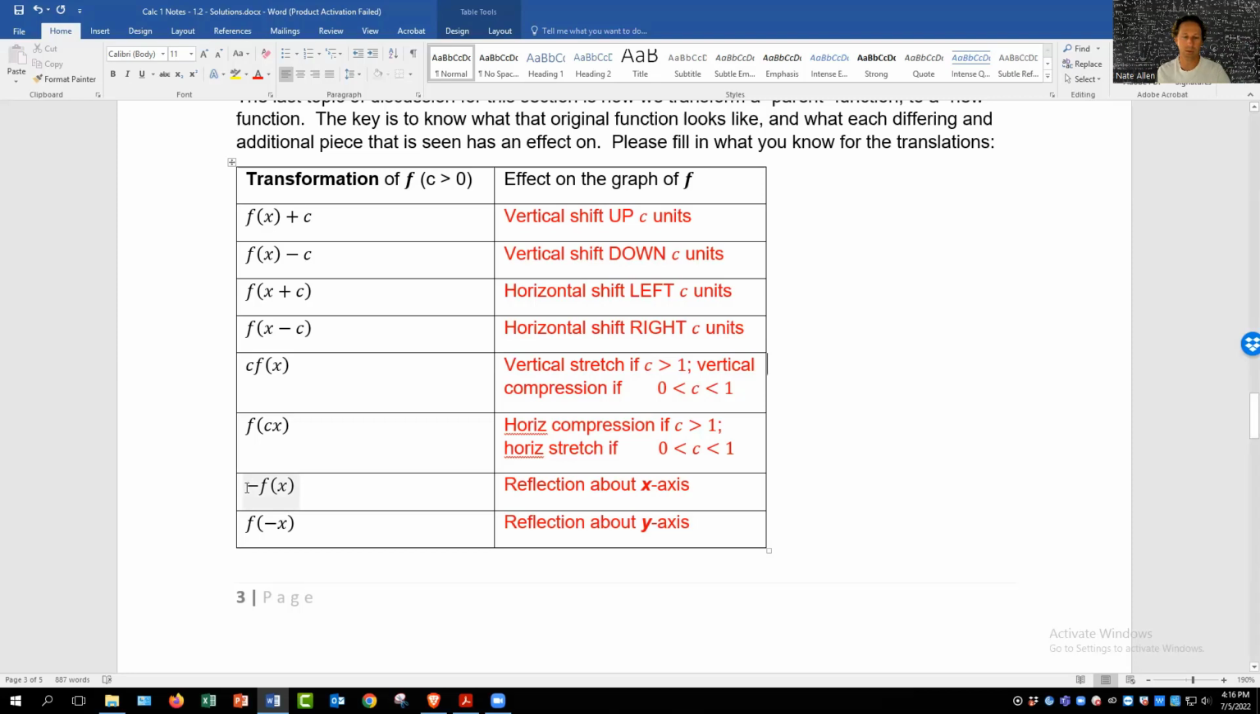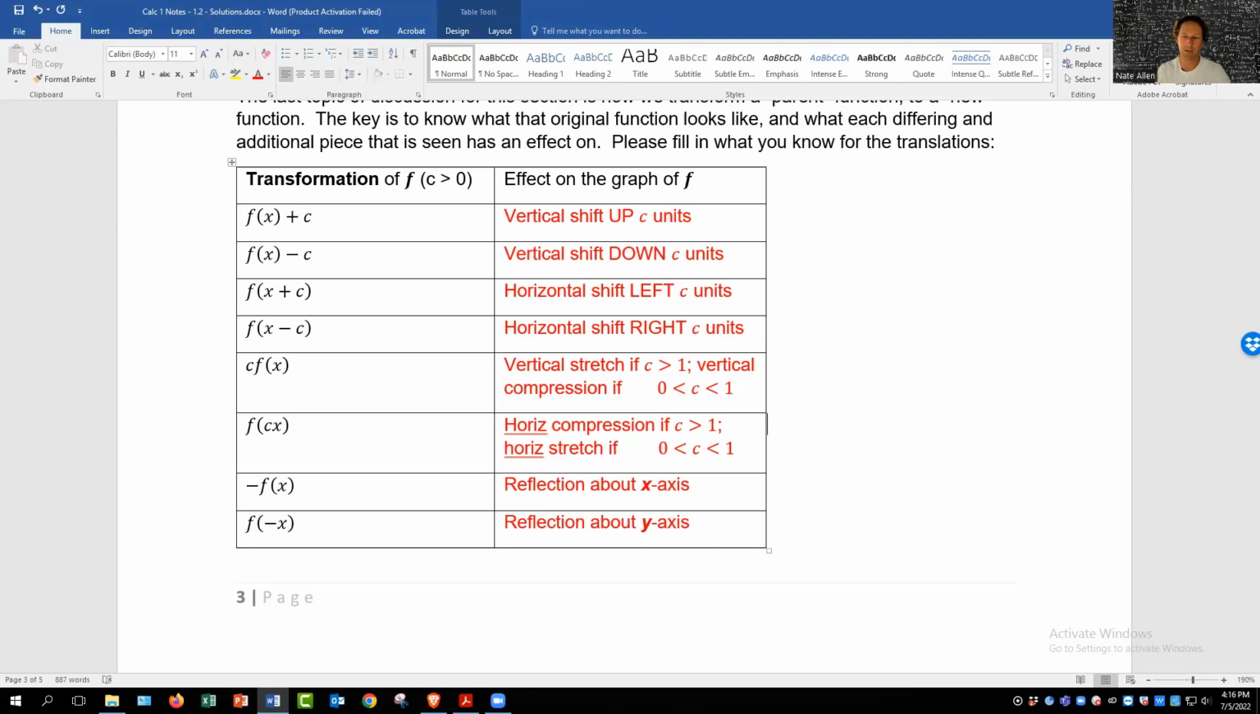And that negative, remember we said, was the English word opposite. And since it's being done to the f of x, which is our y value, that means it's going to reflect about the x-axis. And all our positive y's will go to negative, negative to positive, opposite. And if it's on the inside, then that means it's going to affect the x in the opposite way. So now all of my positive x's would go to negative, and negative to positive, reflecting about the y-axis. So again, all things that we have talked about previously in prior courses that were prerequisites for a reason.